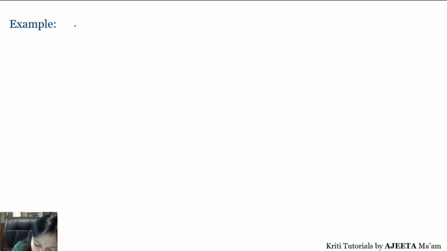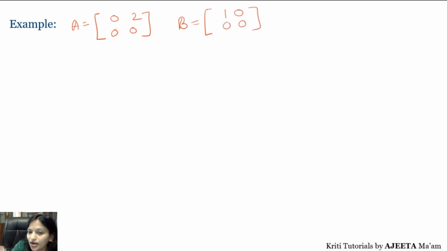Okay, now let's take one matrix A. Correct. So that is also one of the properties, that multiplication of two non-zero matrices can also be 0. Let's take this: 0, 2, 0, 0. Let's take another matrix B and now let's take it 1, 0, 0, 0. Now let's multiply it.